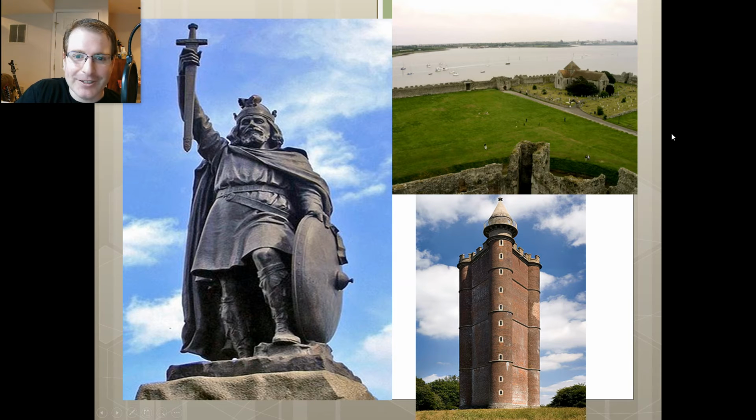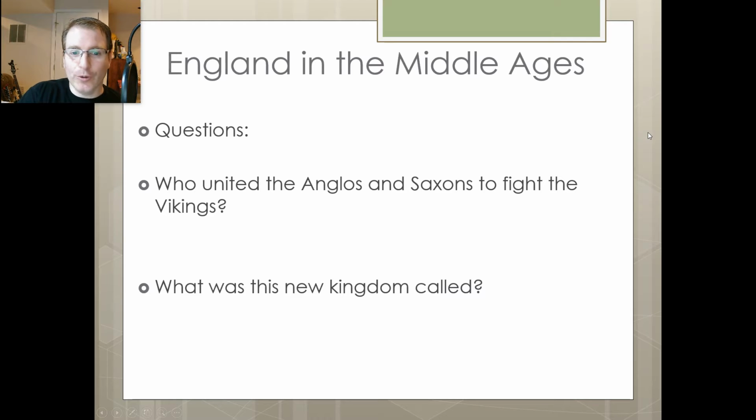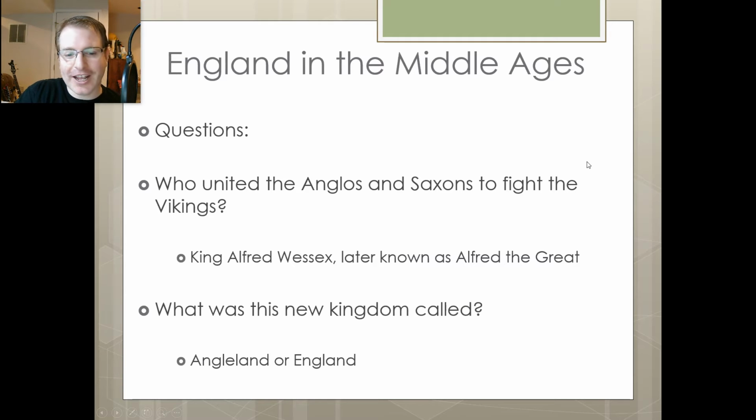So if you were paying attention, hopefully you should be able to tell me who united the Angles and the Saxons to fight the Vikings. What was the kingdom called? Well, if you said King Alfred or Alfred the Great, you are correct. If you said Angleland or England, you are correct. Congratulations, you win imaginary no points. It was too easy. Come on, you're better than that.